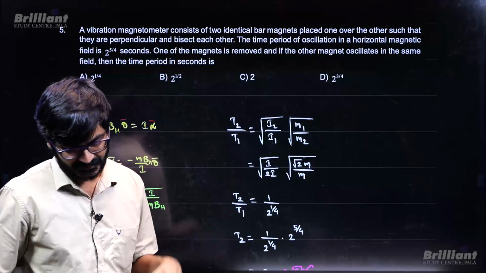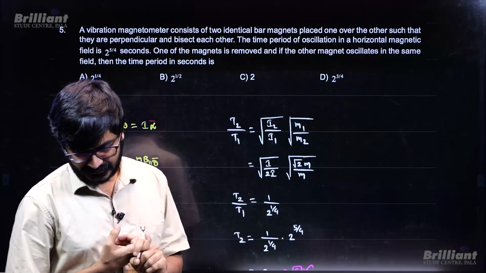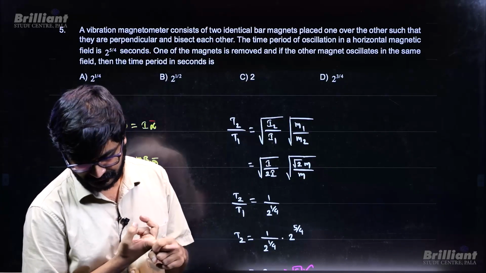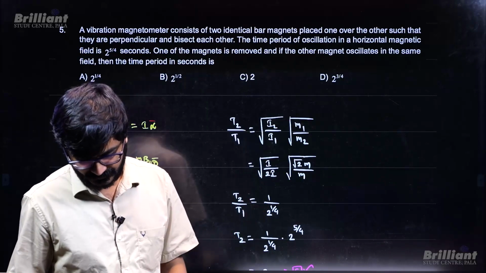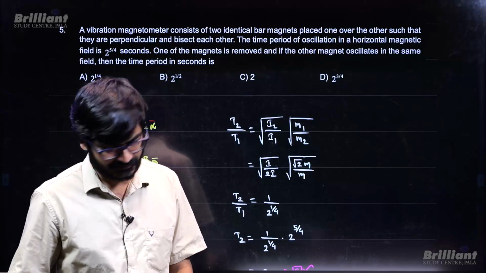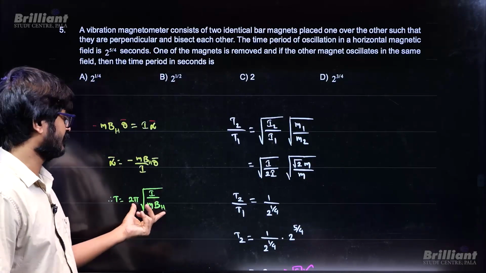A vibration magnetometer consists of two identical bar magnets placed one over the other such that they are perpendicular and bisect each other. The time period of oscillation in horizontal magnetic field is 2^(5/4). One of the bar magnets is removed and the other magnet oscillates in the same field. See, again the same thing. Torque equals I alpha, time period is this thing.